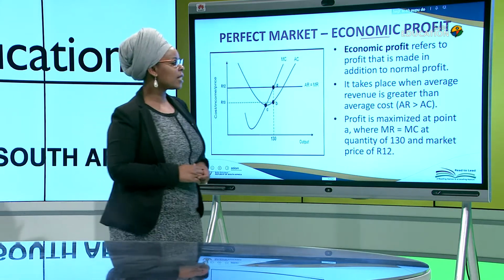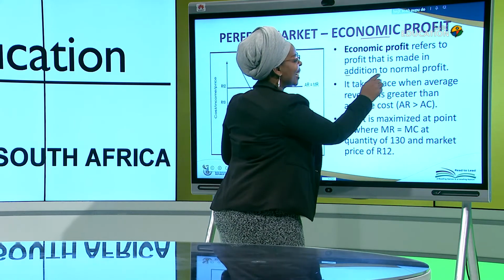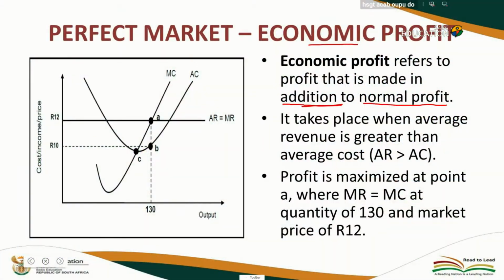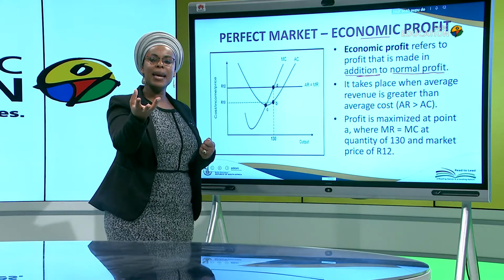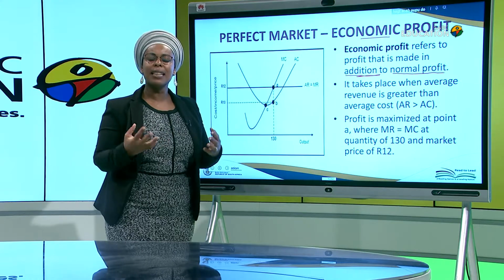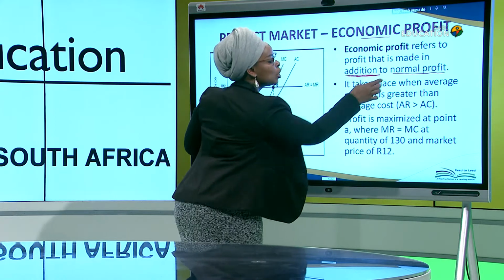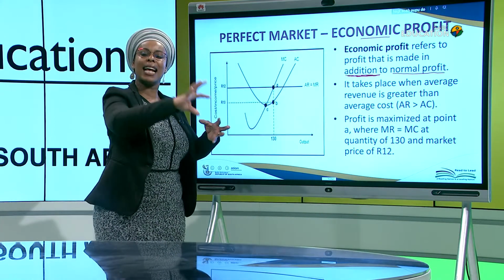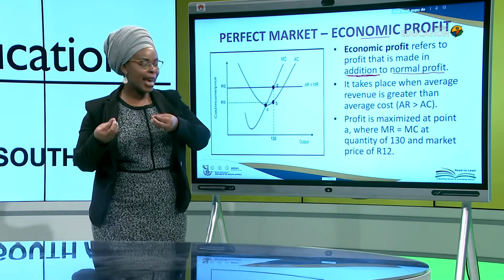What is economic profit? Economic profit refers to the profit that is made in addition to normal profit. What does this mean? This means that the business will incur expenses to produce a product. The product will be sold. The business will make income or receive revenue. So after paying its cost, there will still be extra money for the business. That is what the addition to normal profit means. The business shall be able to pay for its cost or expenses and still remain with extra revenue.